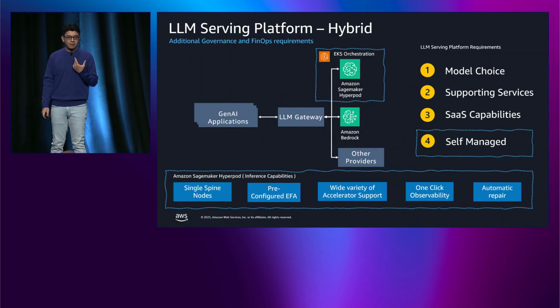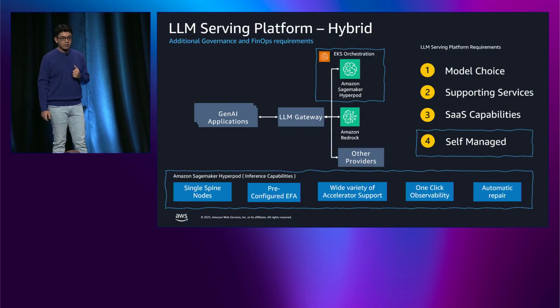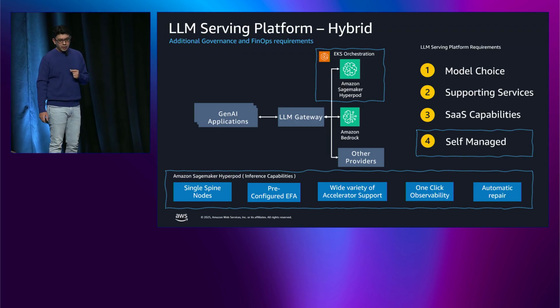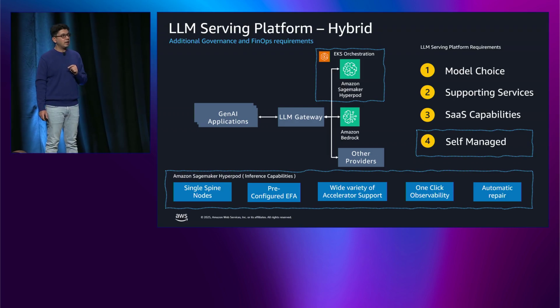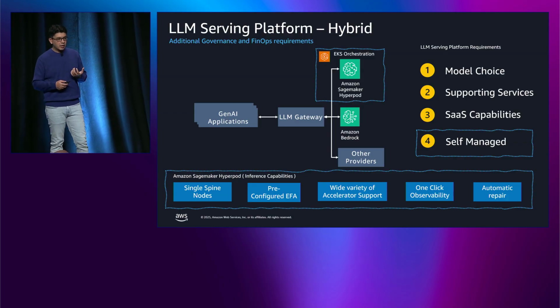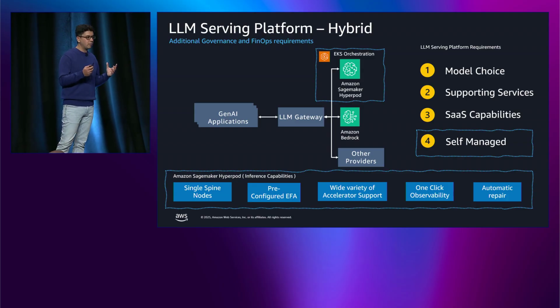Now let's talk about the self-managed infrastructure, right? That is the fourth capability that we want to add to support the AI pioneer organization. Now here, this particular capability will be supported by Amazon SageMaker HyperPod. This is the service that we will be using to support AI pioneer organizations and their requirement.